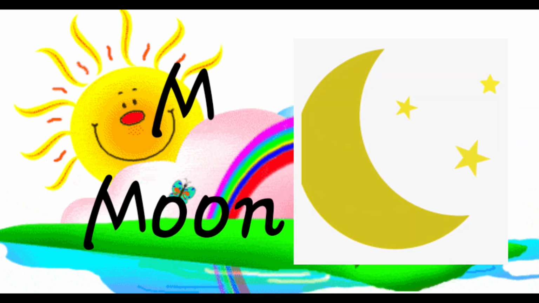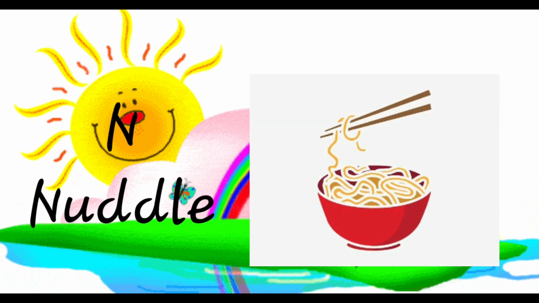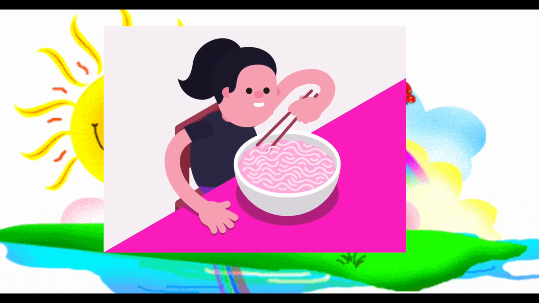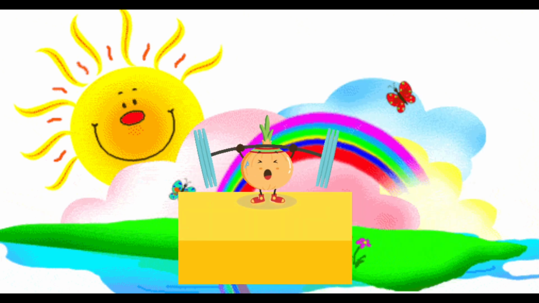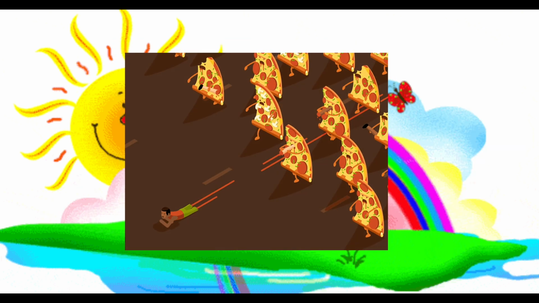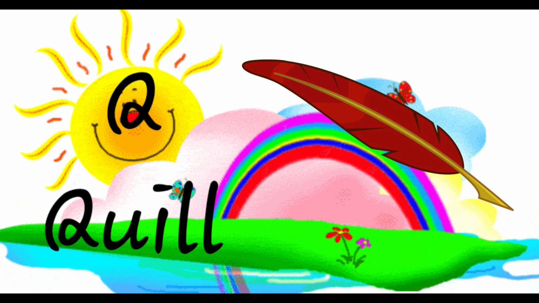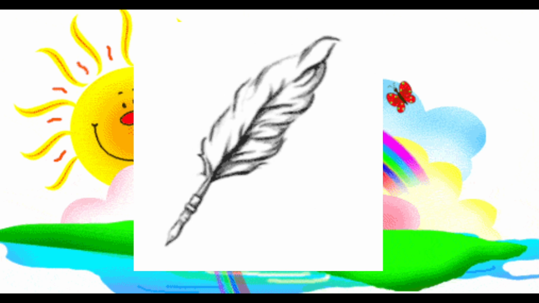M for moon. N for noodle. O for onion. P for pizza. Q for quill.